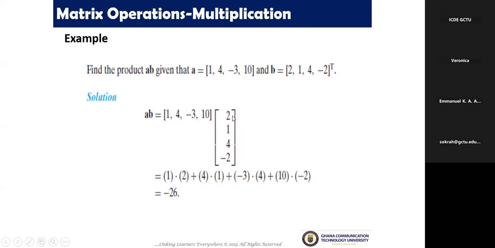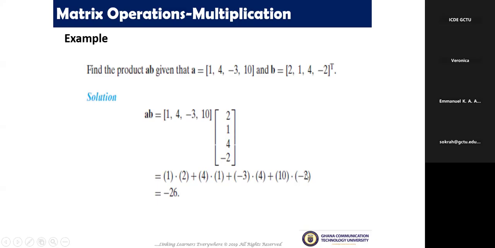So you have 1 times 2, that's what you see here, plus 4 times 1, that's what you see here. Dot in mathematics means multiplication. So the dot you are seeing there means times. Then plus -3 times 4, that's what you see here, plus 10 times -2, and that's what you see here. So if you multiply 1 by 2, you get 2, plus 4 times 1, you get +4. So that gives you +6. Then -3 times 4 gives you -12. 10 times -2 gives you -20.